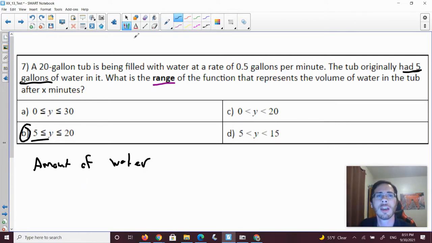If we want to check the end, we know the most amount of water we could have is 20. We definitely know we want 20, so we could also just say, hey, this is the only one with the 20 with the equal sign, so we want to pick that one. So that's B. So again, here the range is going with the amount of water. If we were doing domain, then we would be doing the minutes, because minutes is domain, range is going to be the volume.